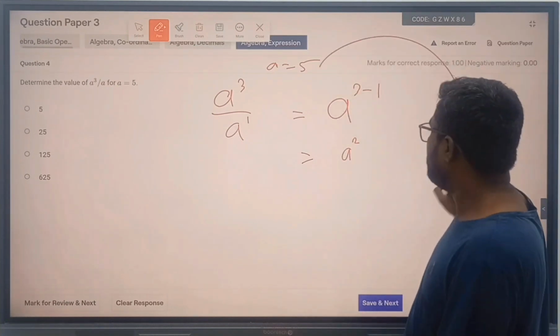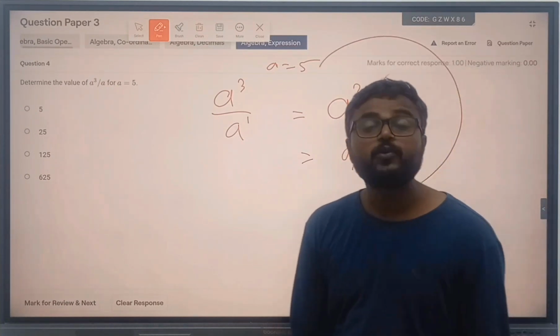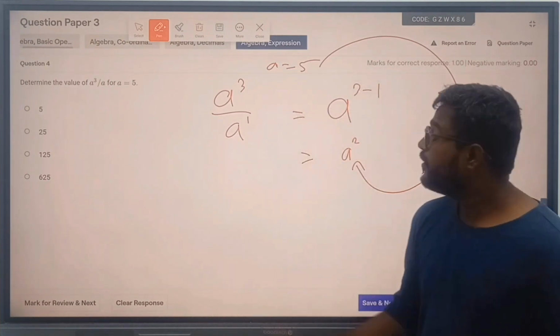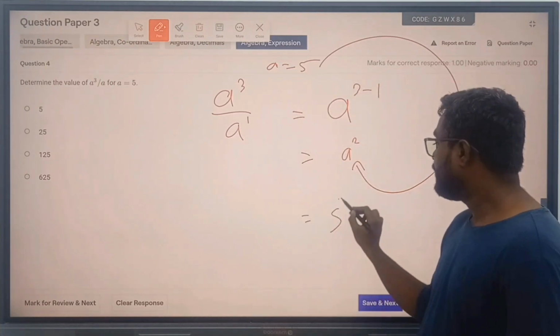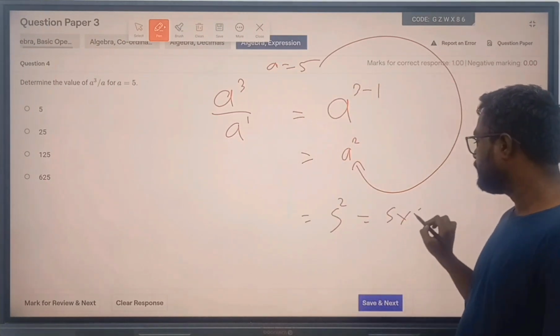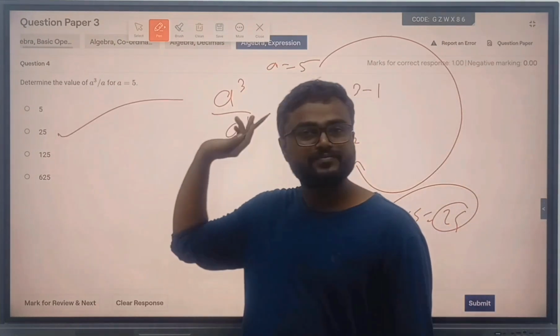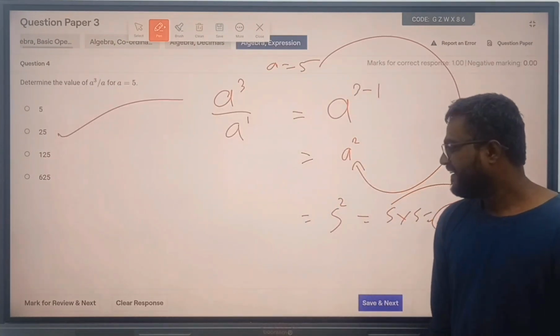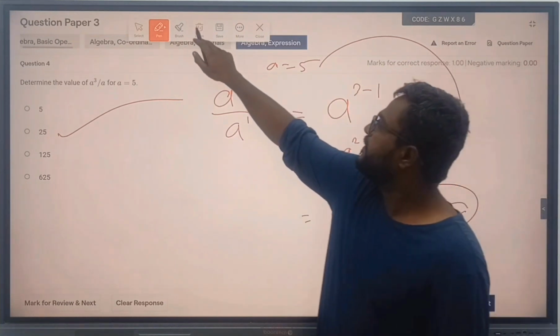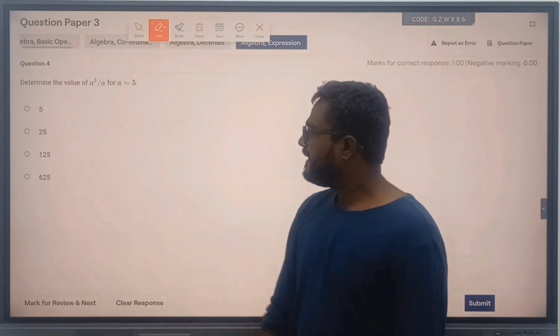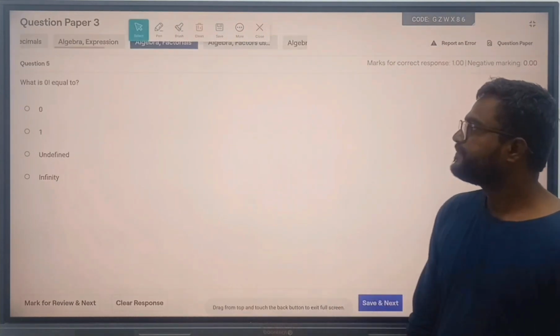And they have clearly mentioned, in place of a, we have to substitute 5. So 5 to the power 2 is nothing but 5 times 5, which is nothing but 25. So our answer is nothing but B. Now, let's clean this up and move on to the next question.